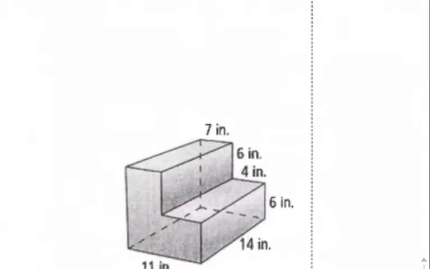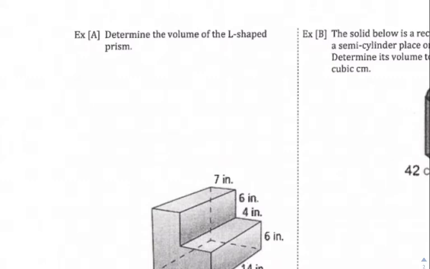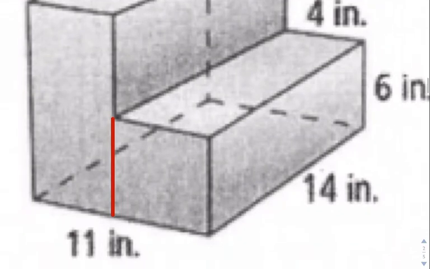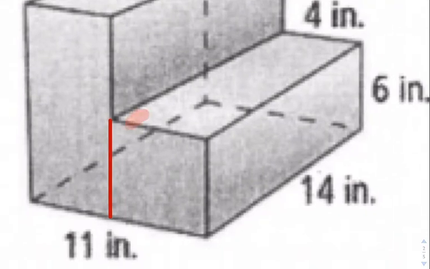Okay, so let's try 3 examples. Determine the volume of this L-shaped prism. Well, first thing I would do is let's cut this into 2 different prisms. So I'm going to cut it right here. So it cuts it this way, so I have a big rectangular prism and a smaller one. Now I have to figure out what the length, width, and height is for each prism. So I'm going to focus on this front one first.